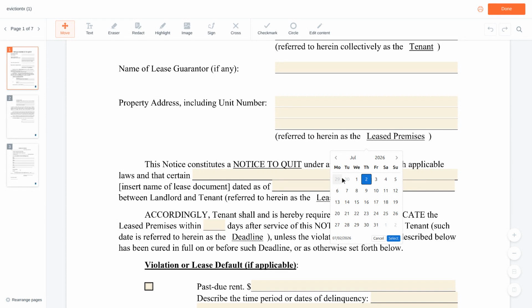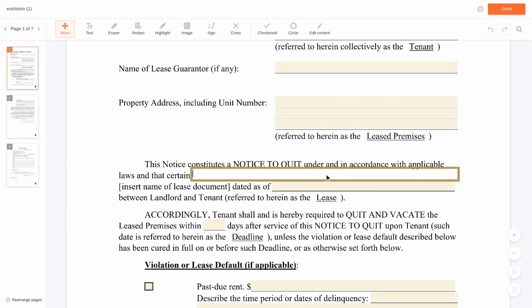In our example, the problem is unpaid rent, so we tick past due rent, enter $1,200, and describe the period, February rent, due on the 1st. We tick late fees, $50, then the total amount due, $1,250. Tick only the boxes that actually apply and be specific. A vague notice is easier to challenge.